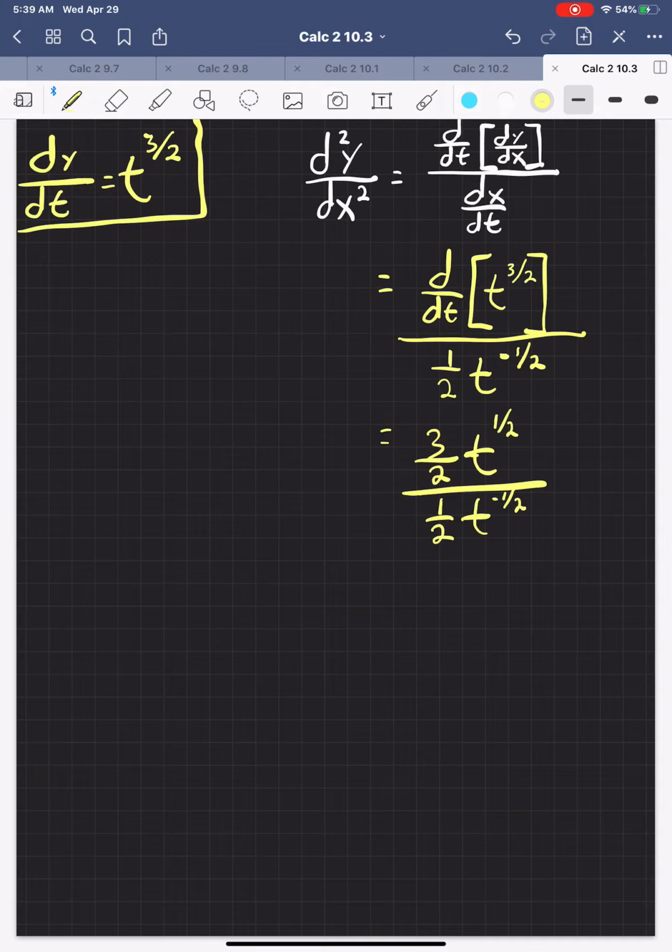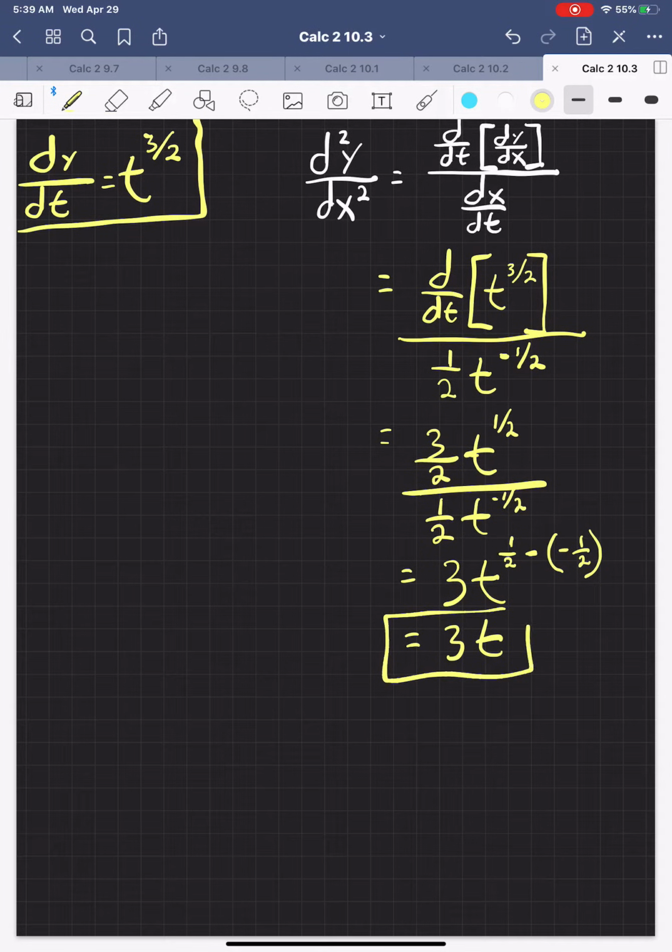All right, well, let's finish this up. So $1.50 divided by 50 cents, right? So it takes 3 50 cents to make $1.50. So that equals 3. And since I'm dividing, that's going to be t to the 1/2 minus what? Minus negative 1/2. Well, 50 cents plus 50 cents is $1. So 3t. That's my second derivative.